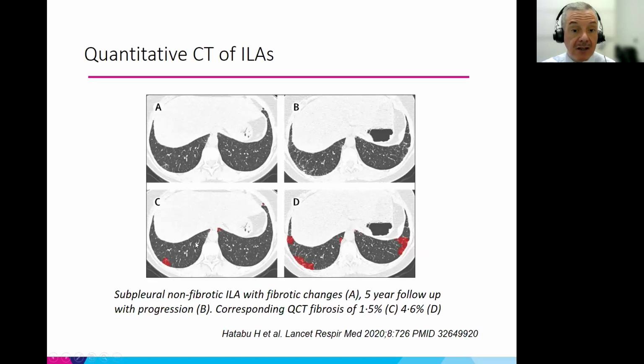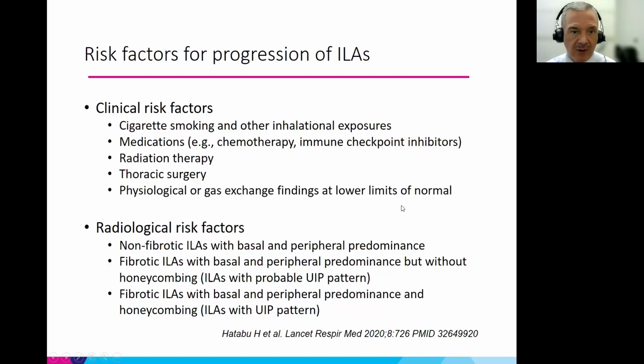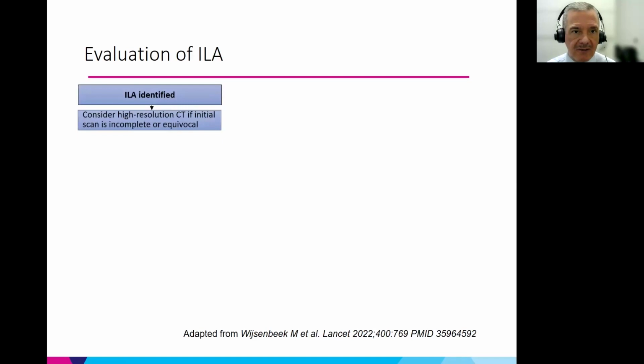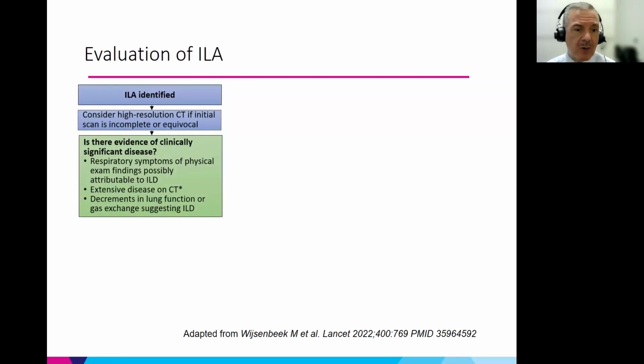There is again a 5-year interval between these two, and you can see that the quantitative systems are able to assist the radiologists with the quantitation of this progression, make it more obvious. So you have a number of risk factors for progression of ILAs. They are mentioned in the article, like cigarette smoking, medication, radiation therapy, surgery, and some of the radiological features can be harbingers of further progression.